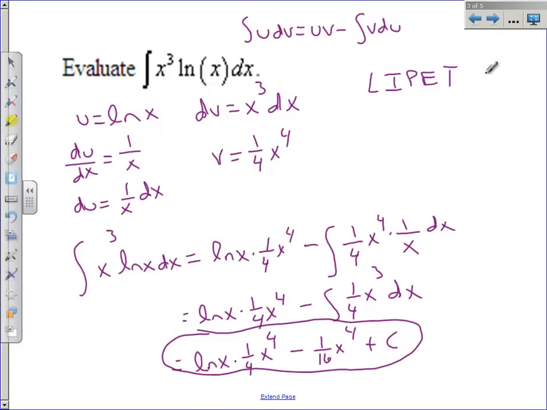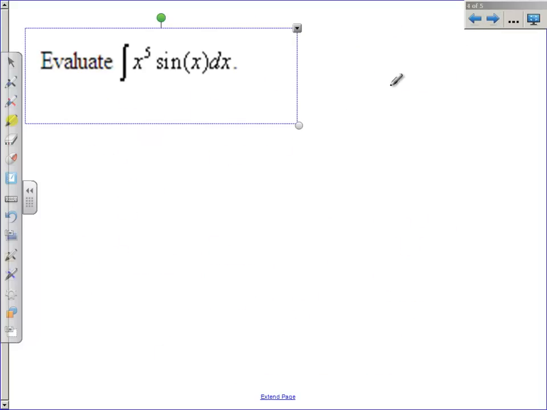Okie dokie. Let's see what we got next. Okay, this one is perfect for the Jaime Escalante table. And I'm going to encourage you to use this table version anytime you have a polynomial. You can only use it with a polynomial, so you've got to have an x in it. And especially if you have an x to the 5th. If I were to try to set up my integration by parts, I would have to do this 5 times before I finally got down to the answer.